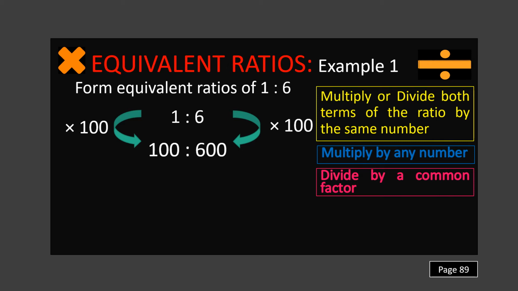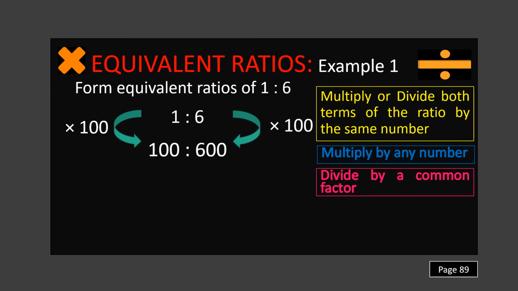And remember, if it is division, you have to divide by a common factor. Now this ratio 100:600. Can you divide it by 2? Yes, you can. Can you divide it by 3? No, right? It's because even though you can divide 600 by 3, 100 is not divisible by 3. Do you remember the divisibility rule? Good. So we cannot divide our ratio by 3.